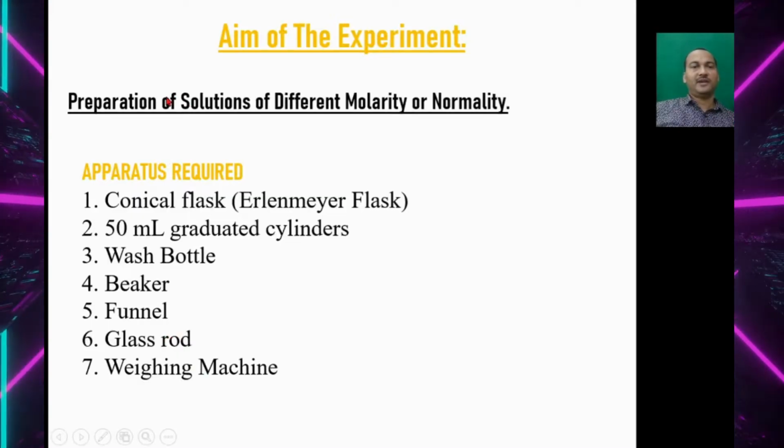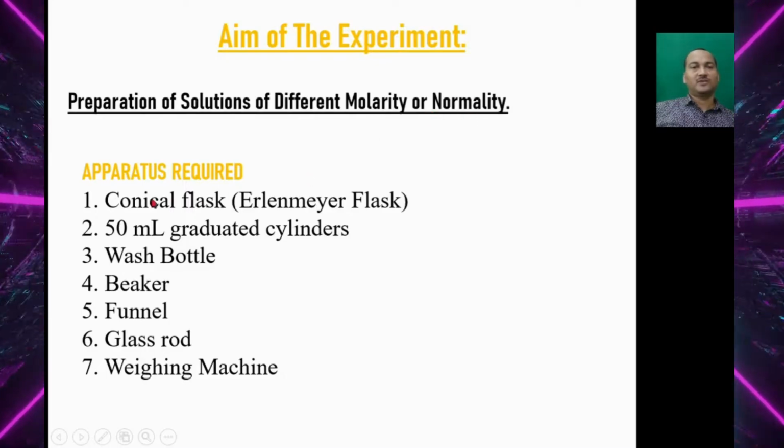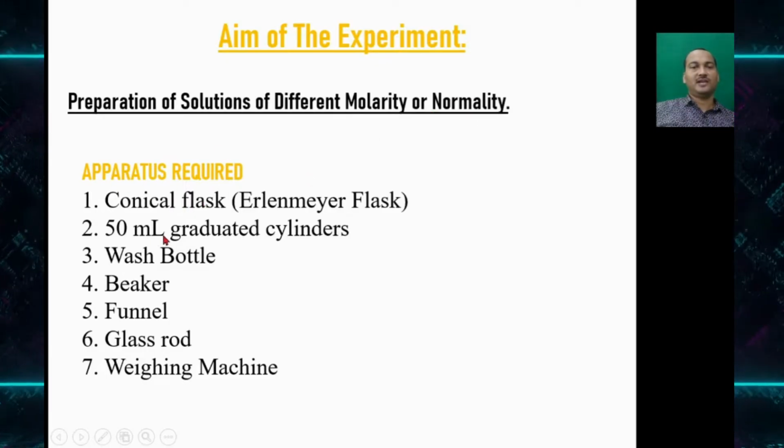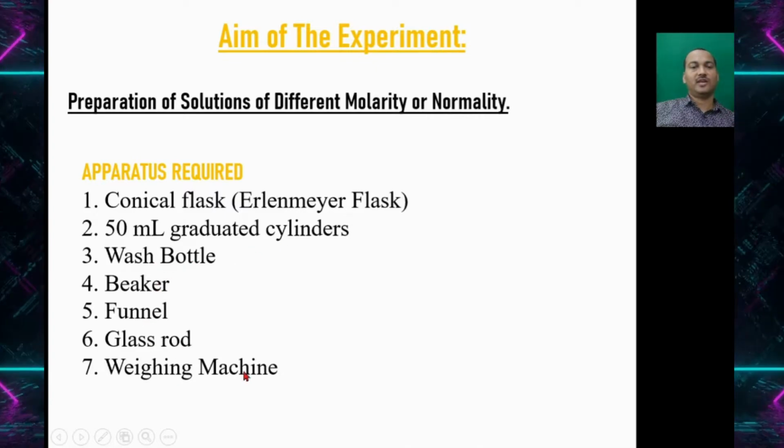So the aim of the experiment is preparation of solutions of a different molarity or normality. So what are the apparatus required? Conical flask, 50 ml graduated cylinder, wash bottle, beaker, funnel, glass rod, weighing machine.